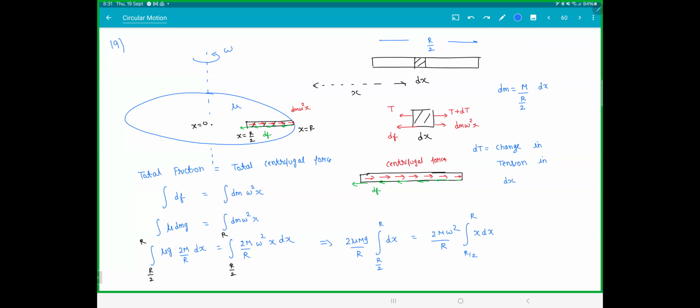We're not knowing anything. dt is just a variable; dt can be positive or negative. But simply, sir, there is a change, so dt will be there.